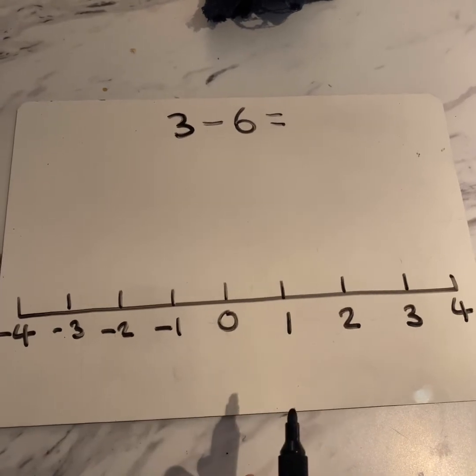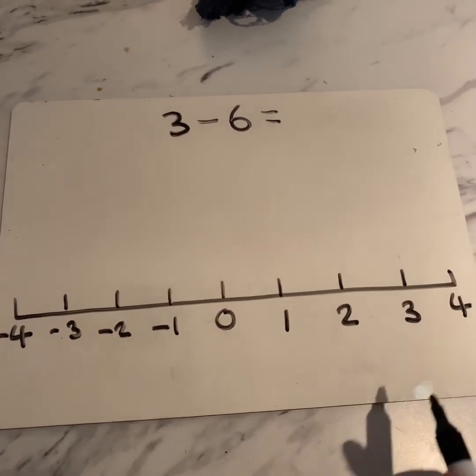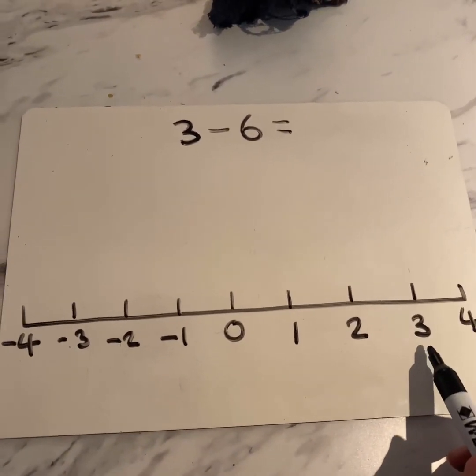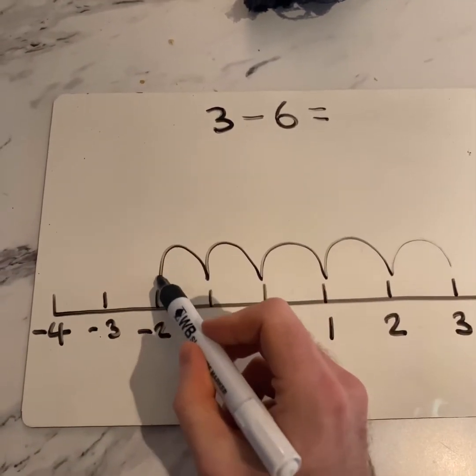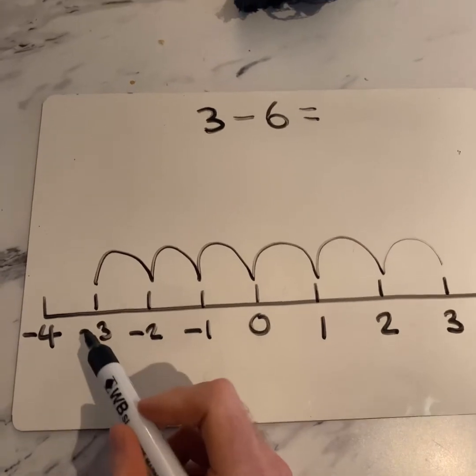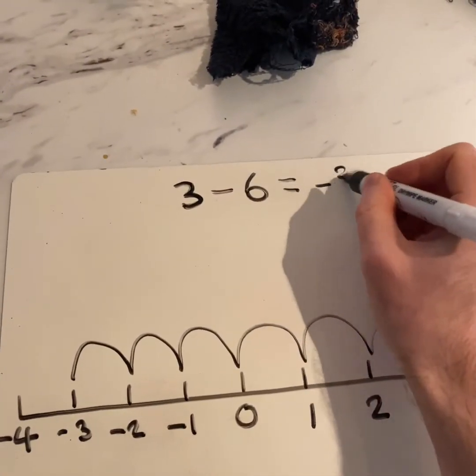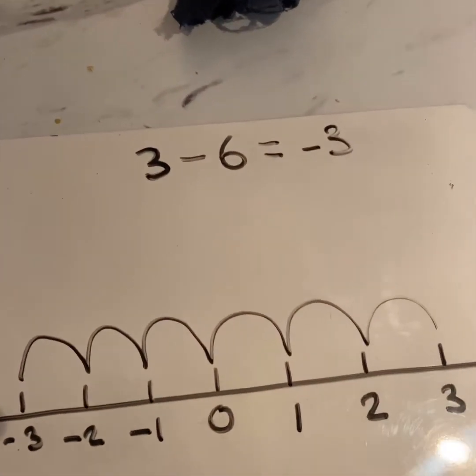Might want to pause the video again, but I'll go for it. Found the number 3, it's over here. I'm going to jump back 6. 1, 2, 3, 4, 5, 6. 6 bunny hops. I get to -3. 3 take away 6 is -3.